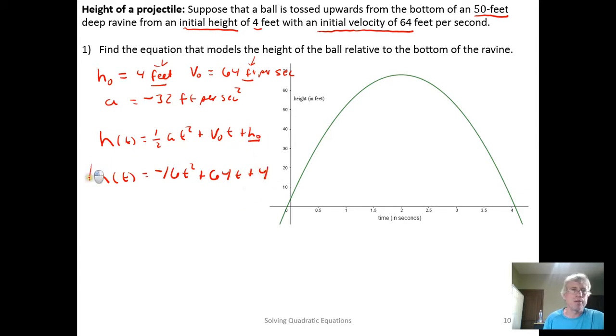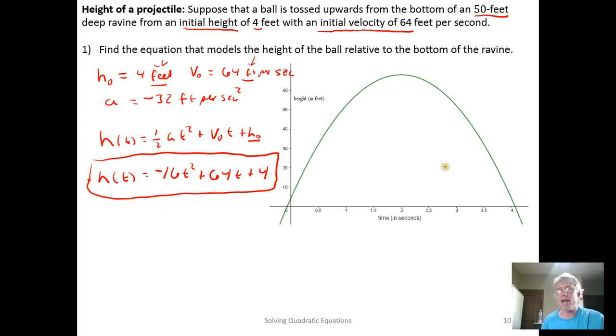And there you have the model. I went ahead and graphed this model. So here's the graph of it, and you can see that it has some key features on it. It has a height intercept right here. That's going to be the initial height of the ball, so that should be at 4.